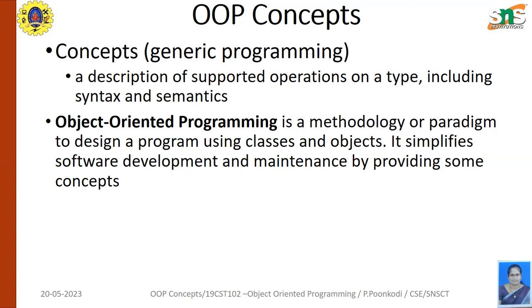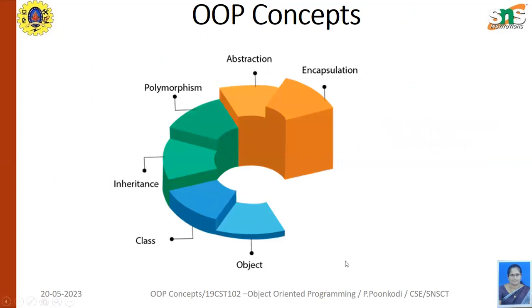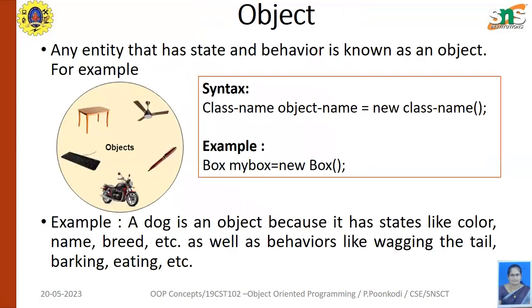Basically, it is used to simplify software development and maintenance by providing the following concepts: objects, class, inheritance, polymorphism, abstraction, and encapsulation. So these six are the object-oriented programming concepts used in the Java programming platform. Okay, first we will proceed one by one. First one is object. Object means a real-world entity. It is used to describe its behavior and attitude.